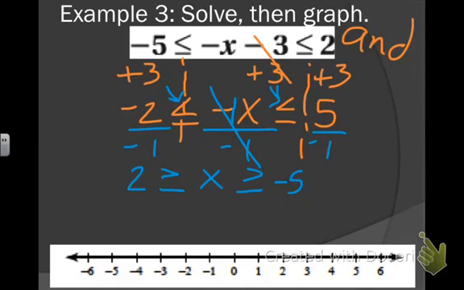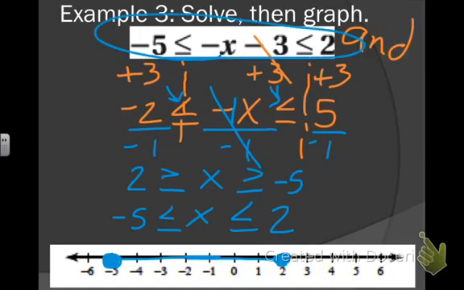So we can actually rewrite this. This is the same thing as saying negative 5 is less than or equal to x is less than or equal to 2. So now to graph, I'm going to fill in my circle at negative 5, and x is greater than or equal to that. Fill in my circle at 2, and x is less than or equal to that. So because I have that nice and statement, I know my graph is going to be connected.